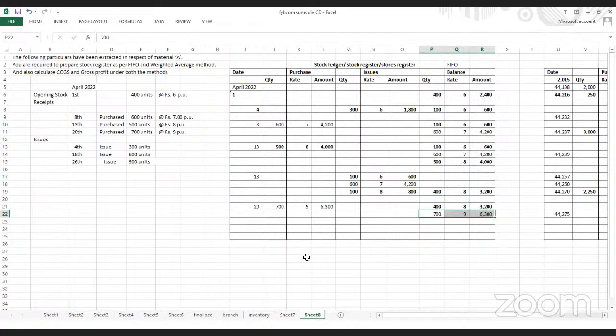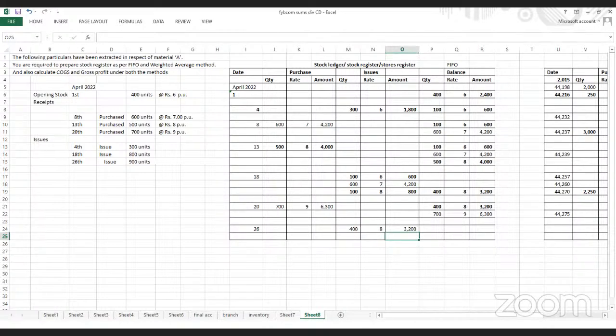Clear? Now last date is 26. So I'll write 26. I have to issue 900 units. So I'll first check how much out of old stock I can issue. Old stock line with me is 400 units, so I'll use 400 first. Its rate was 8, amount was 3,200.